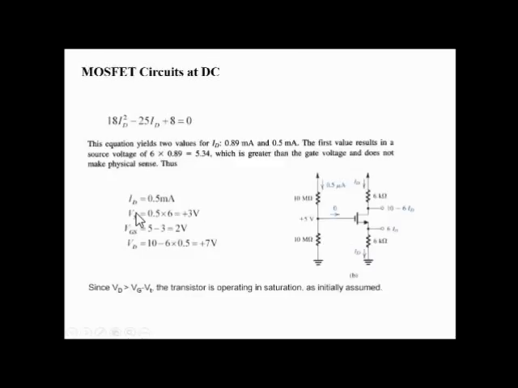Now when you have got all these values, we need to compare them. VG minus VT is less than VD, so we find that the transistor is operating in the saturation region.